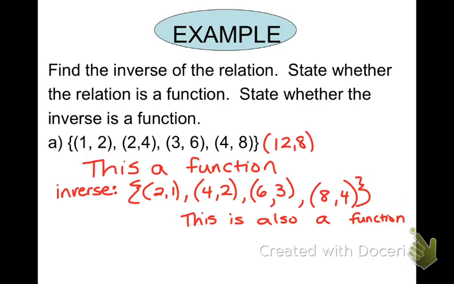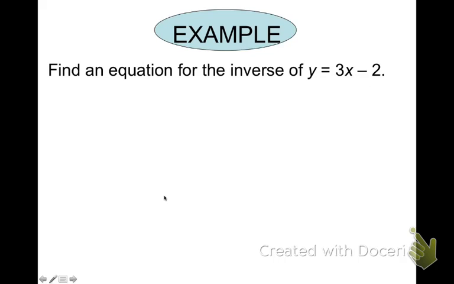What would be the domain of our original function? 1, 2, 3, 4. What's the range? 2, 4, 6, 8. What's the domain of my inverse? What's the range? 1, 2, 3, 4. Right, so we're just flip-flopping them. Okay, got that? So now what happens when we actually have an equation? If you have an equation y = 3x - 2, and we need to find the inverse for that equation.